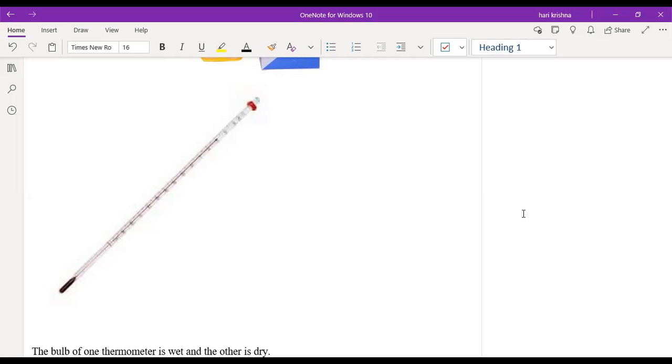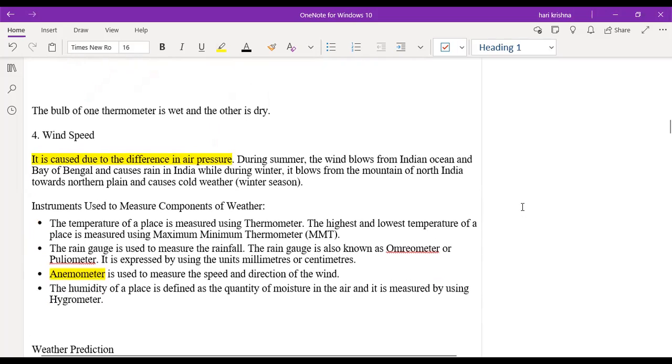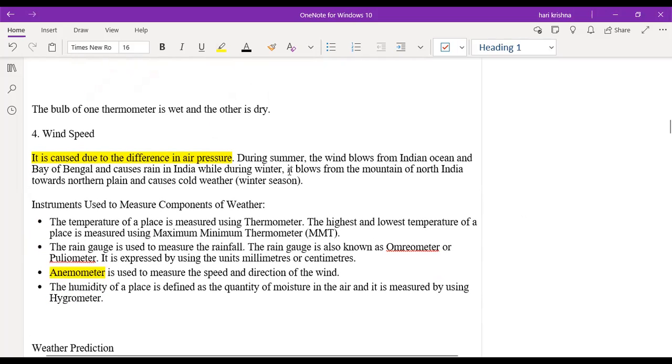Yes or no? Whenever the air is moving in the direction of southwest, we'll get the southwest monsoon. That air only will bring the rainfall to India. Yes or no? So during the summer, the wind blows from the Indian Ocean and Bay of Bengal and causes rain in India. But what about the winter? It blows from the mountains of North India towards the north plain and causes cold weather.